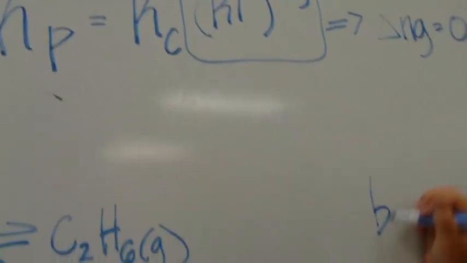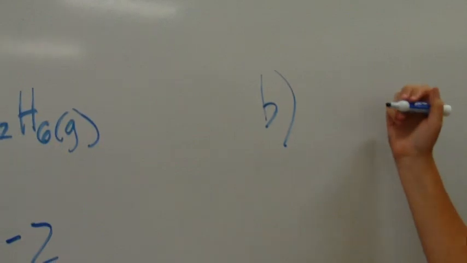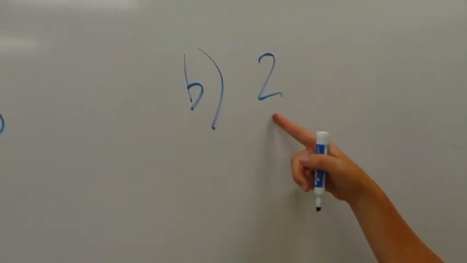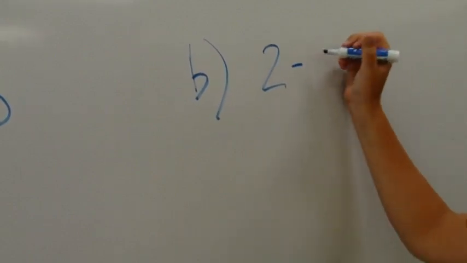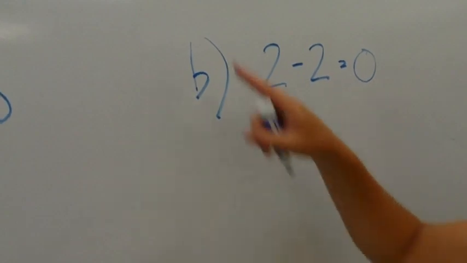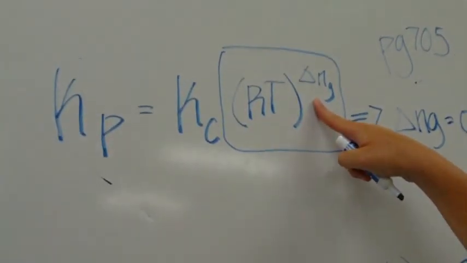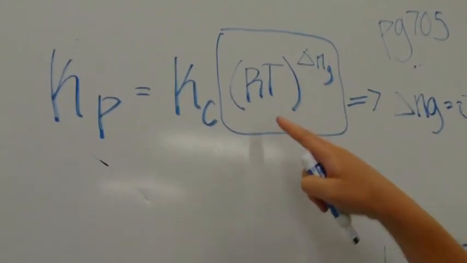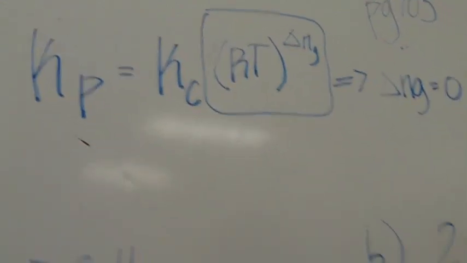For problem B, we do have that case. The number of moles of gaseous products is 2, and same with the reactants. So that's going to equal 0. When we plug 0 back into the change of moles of gas, this is going to equal 1. Kp is going to equal Kc.